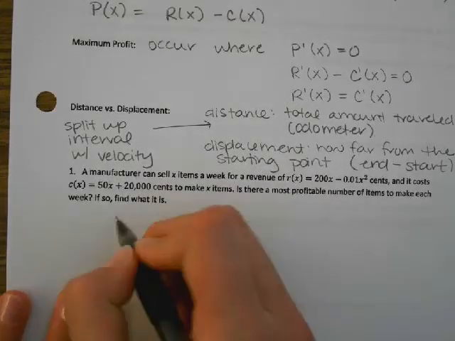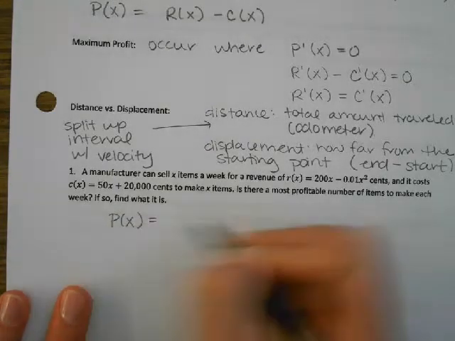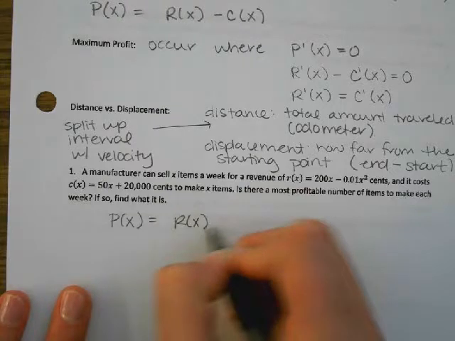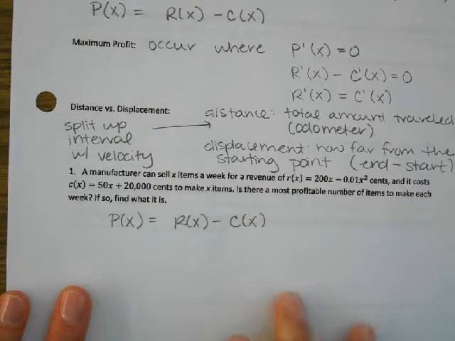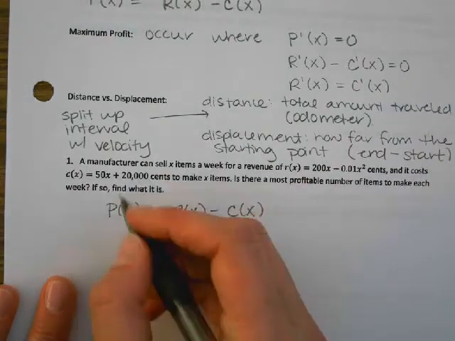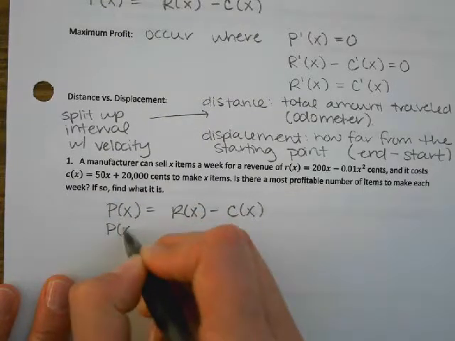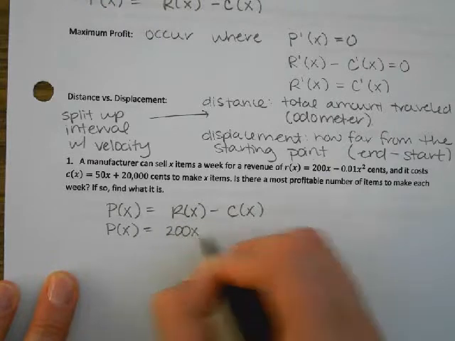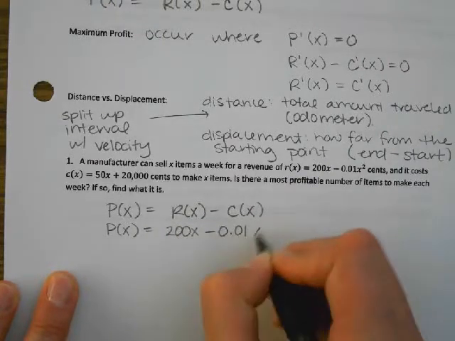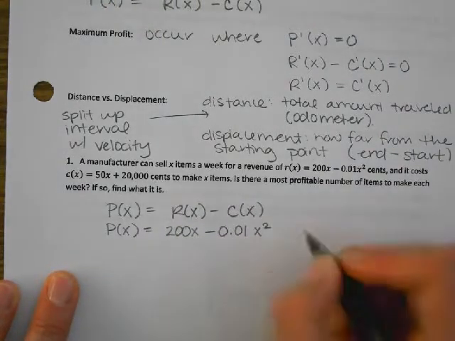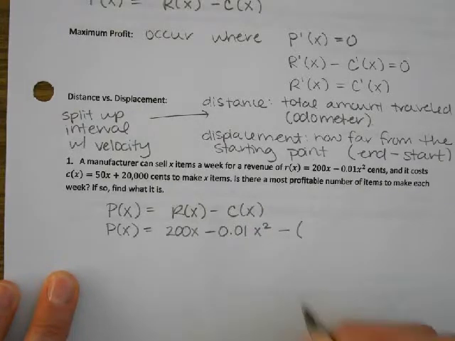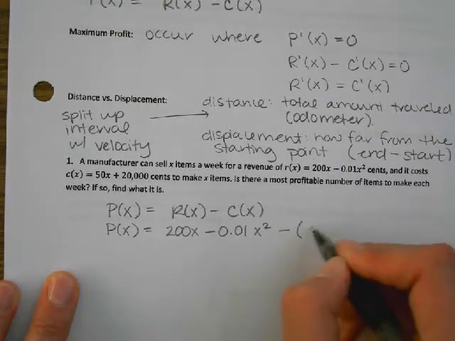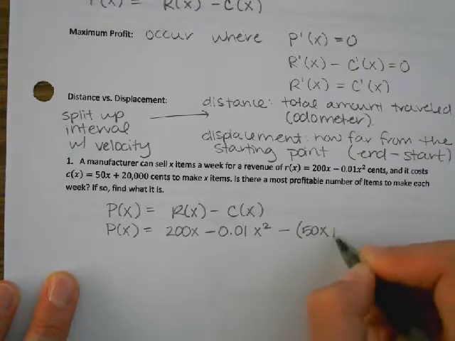So we are going to say P of x equals the revenue minus the cost. So P of x would equal 200x minus 0.01x squared. And then we are going to subtract off the C of x value, and you just have to make sure you put that C of x value in parentheses.